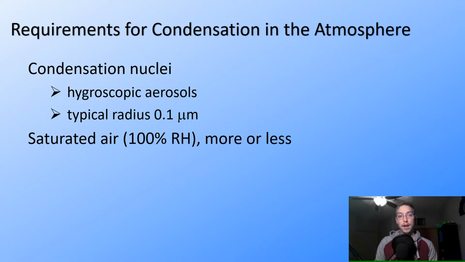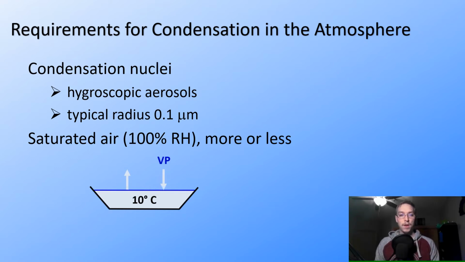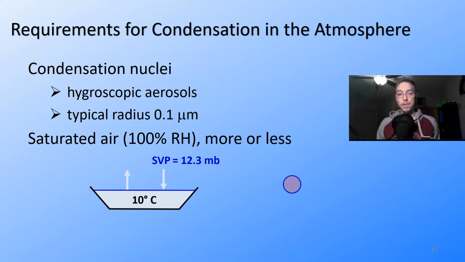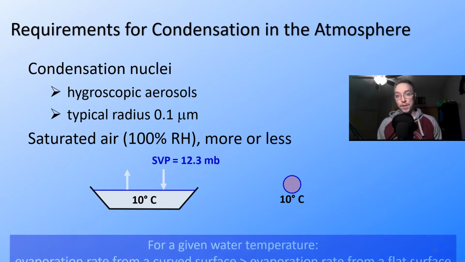Saturated air, 100% relative humidity, more or less, is required for that condensation to occur. We see our plate example here. If this was our flat water surface, our vapor pressure here, 12.3 millibars. Our saturated vapor pressure, 12.3 millibars. And our temperature of our water and air, 10 degrees Celsius.